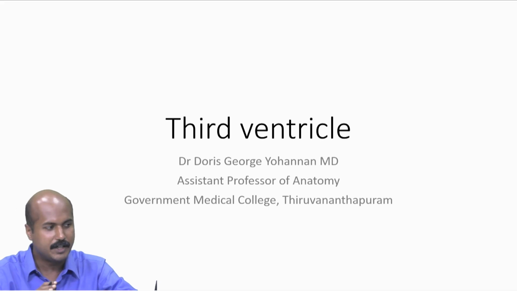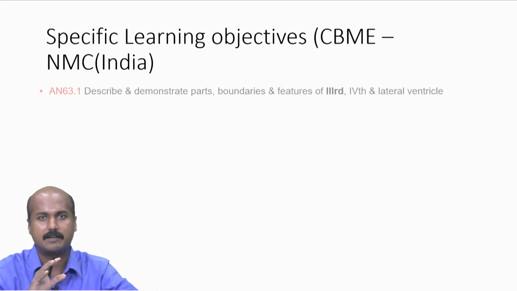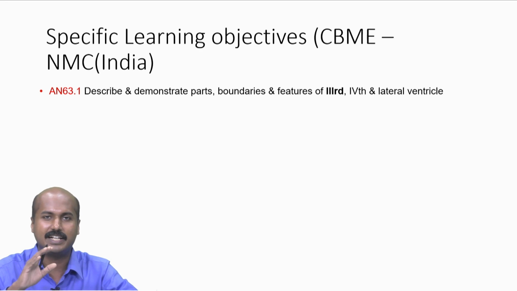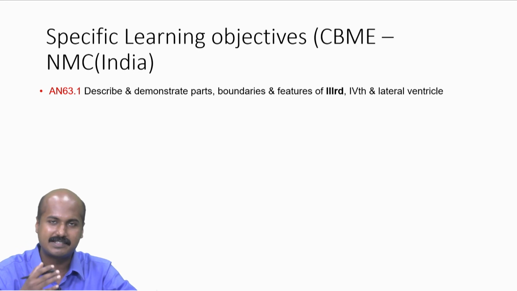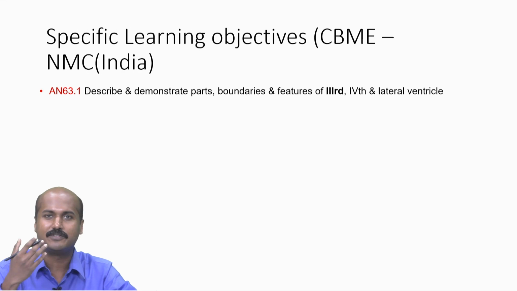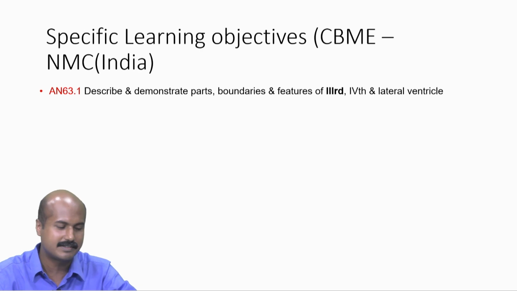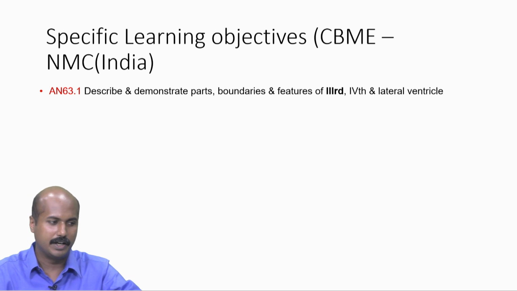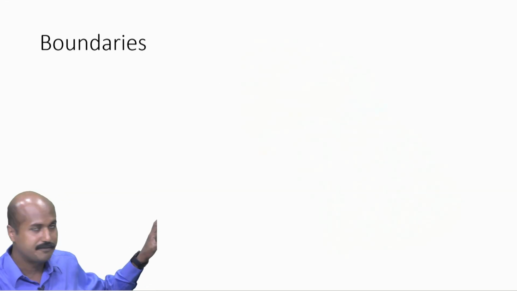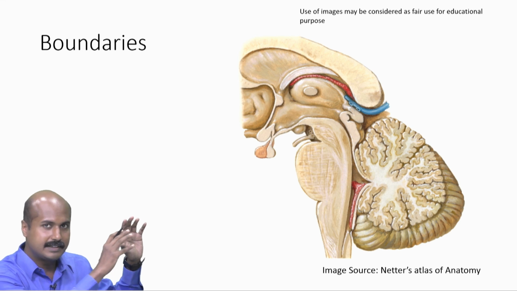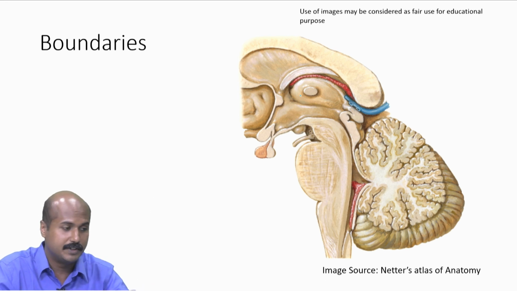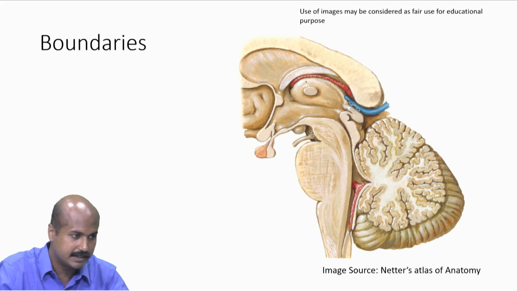As I mentioned in the previous video, the specific learning objective suggested by the CBME of the National Medical Council of India is that you need to demonstrate and describe the parts and boundaries and features of the third, fourth and lateral ventricle. So, third ventricle is pretty important for this. Now, where is the third ventricle located? This is a picture in an atlas of anatomy in which you can see that the third ventricle is located here. If you remember the video of the overview of the ventricular system, this part is the third ventricle.